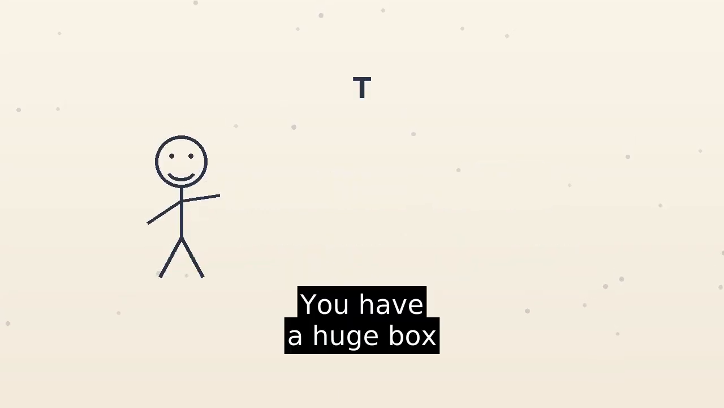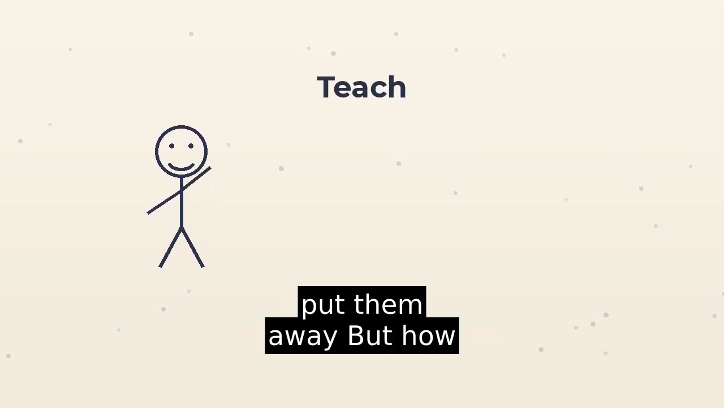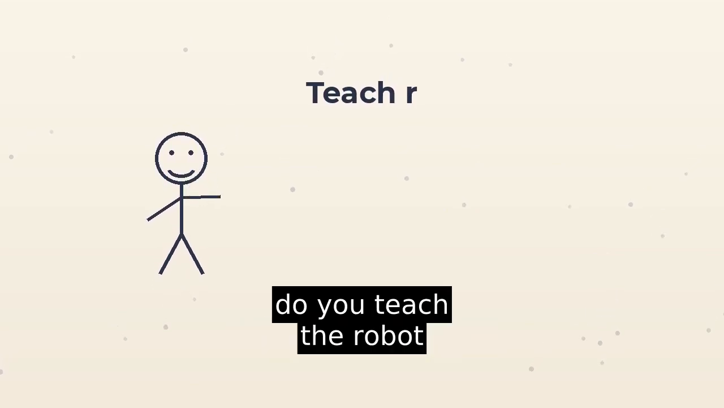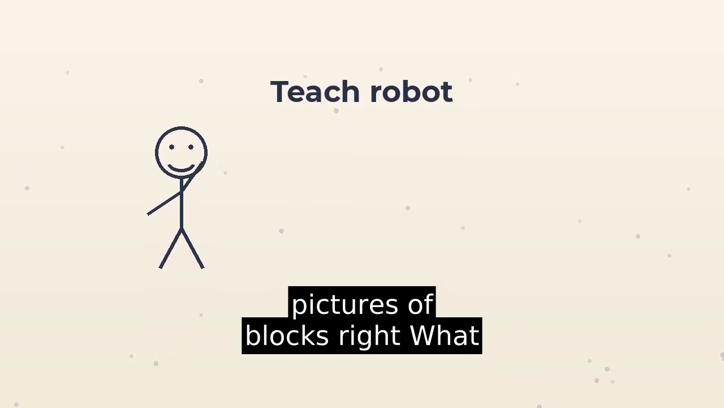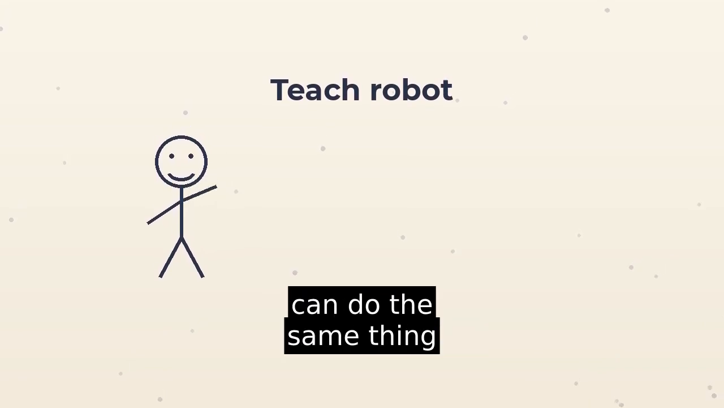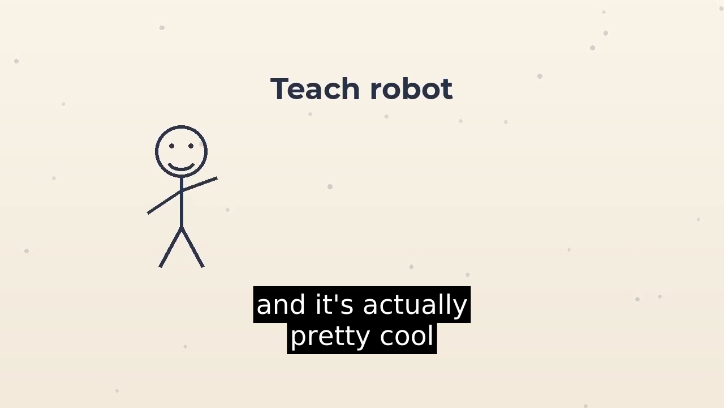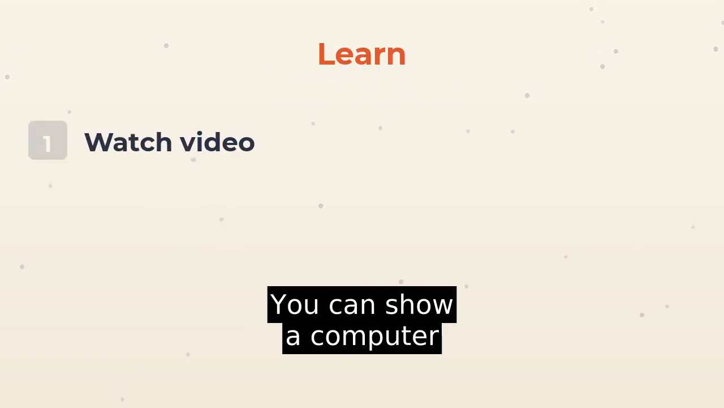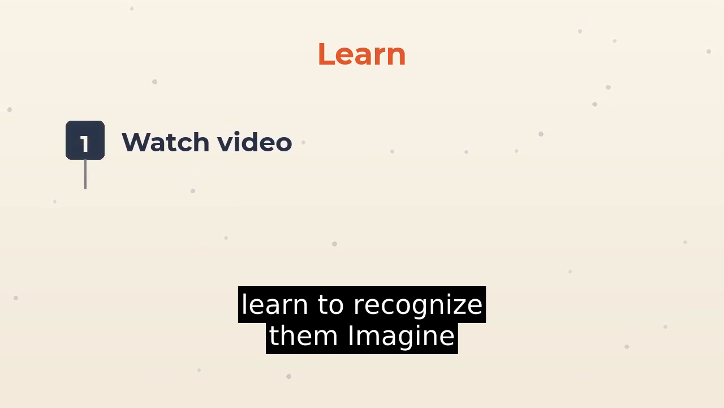You have a huge box of toys, and you want to teach a robot to pick up the blocks and put them away. But how do you teach the robot what a block looks like? You show it lots of pictures of blocks, right? What if I told you computers can do the same thing? They can learn from data, and it's actually pretty cool. You can show a computer lots of pictures of cats and dogs, and it can learn to recognize them.